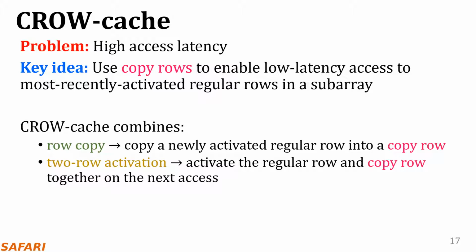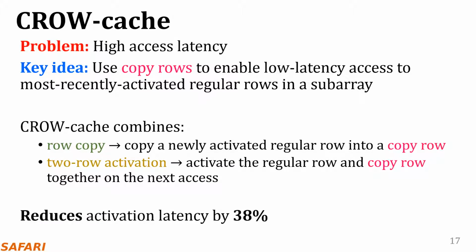First, it uses row copy to copy a newly activated regular row into a copy row. Second, it uses multiple row activation to activate the regular row and the copy row together on the next access. When a recently activated row is cached in DRAM, CRW cache activates it with 38% lower latency. Let me walk you through an example to show how CRW cache works.